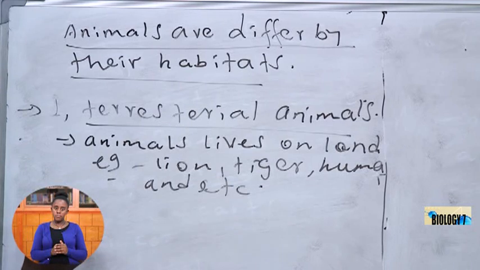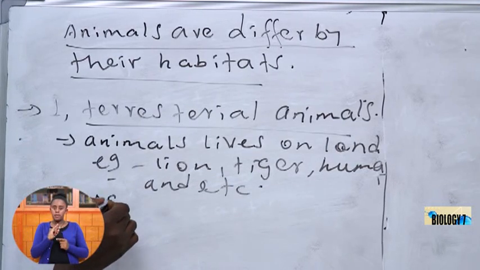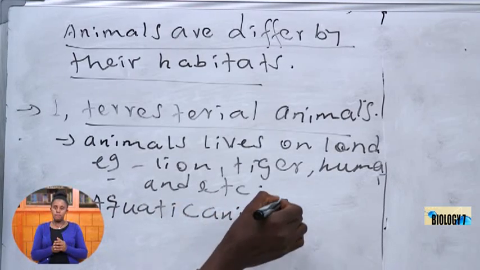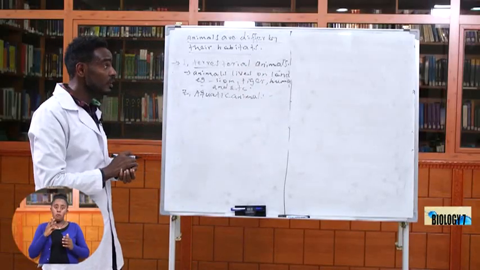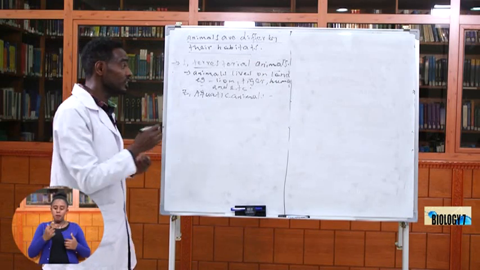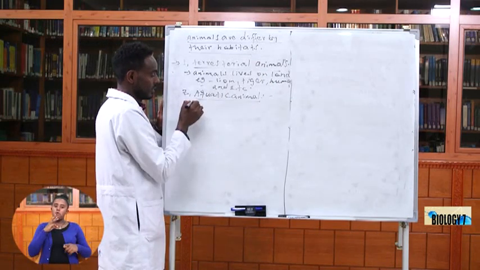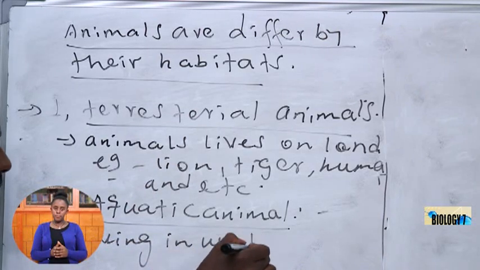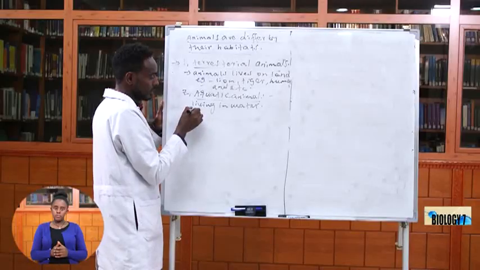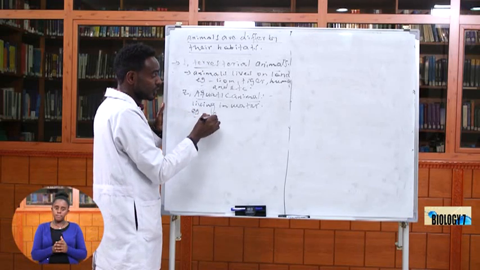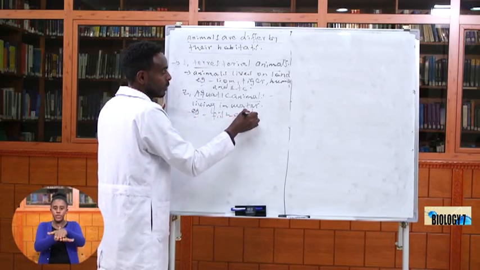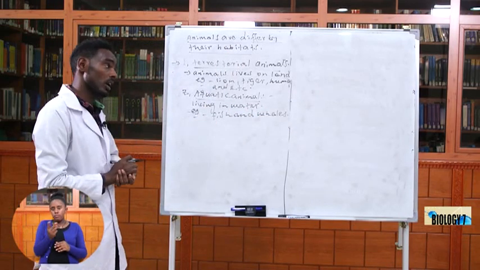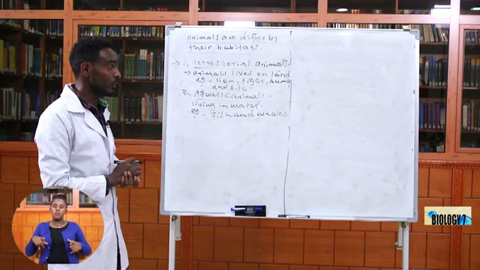The second one is aquatic animals. Aquatic animals are animals living in water. For example, we can take fish and the whale. Both fish and whales are aquatic animals because they live in water.